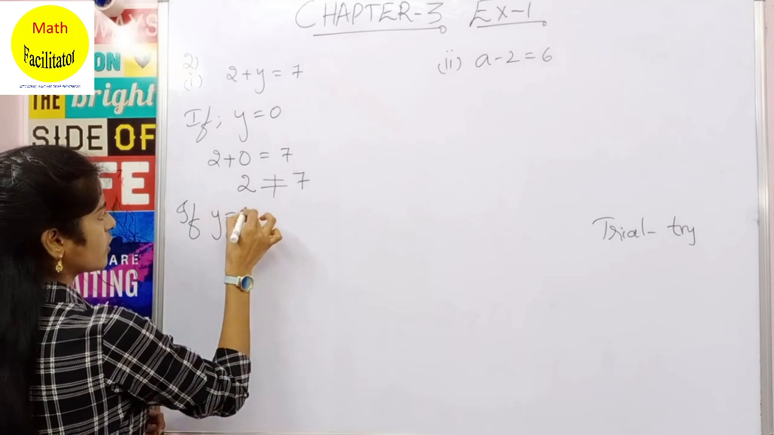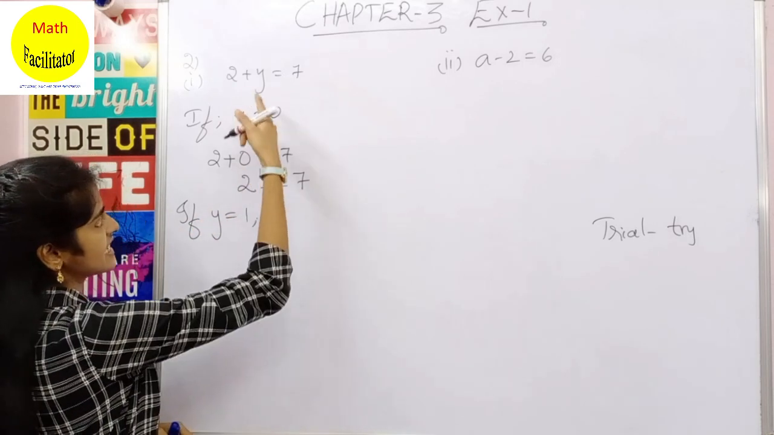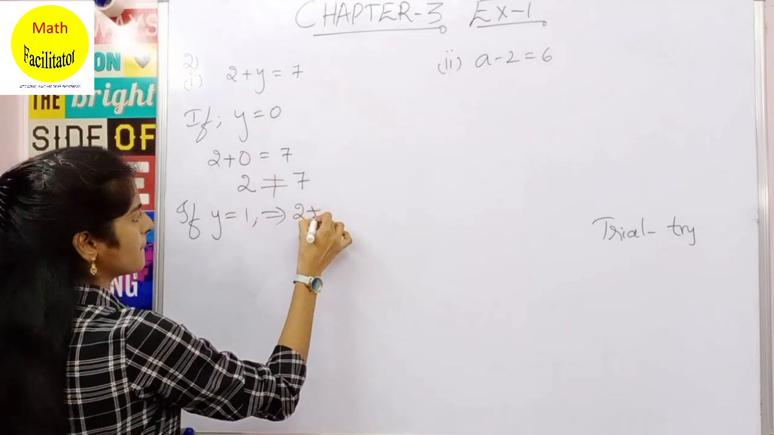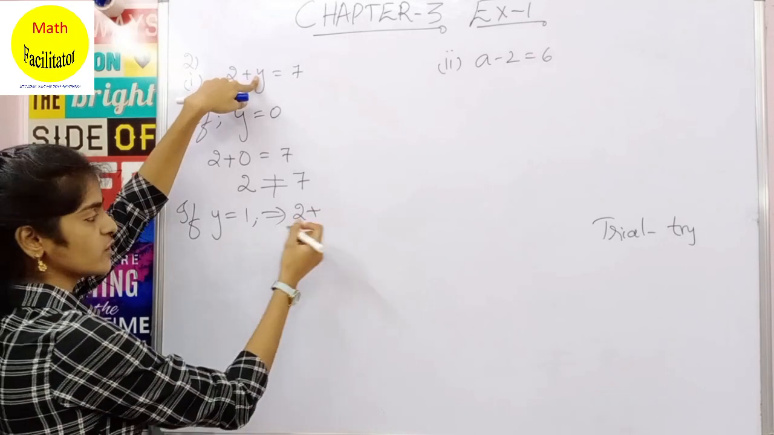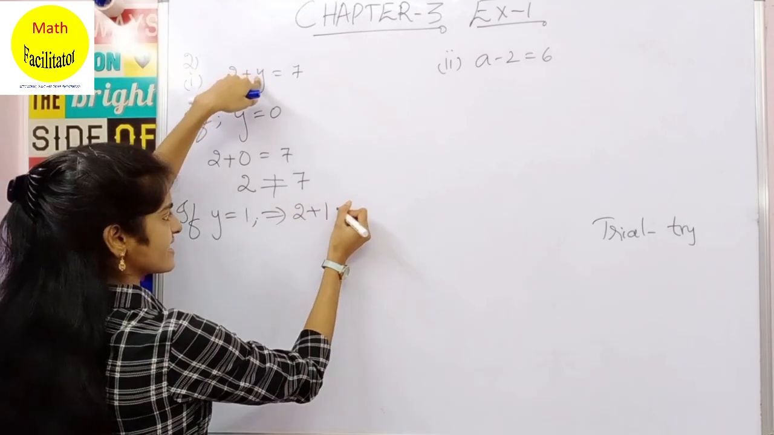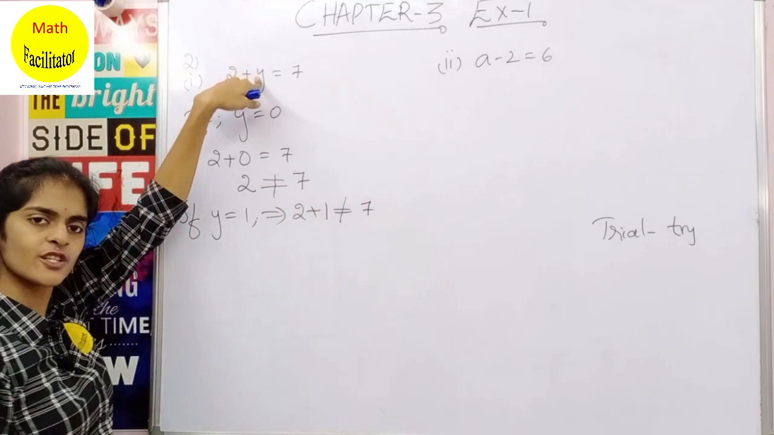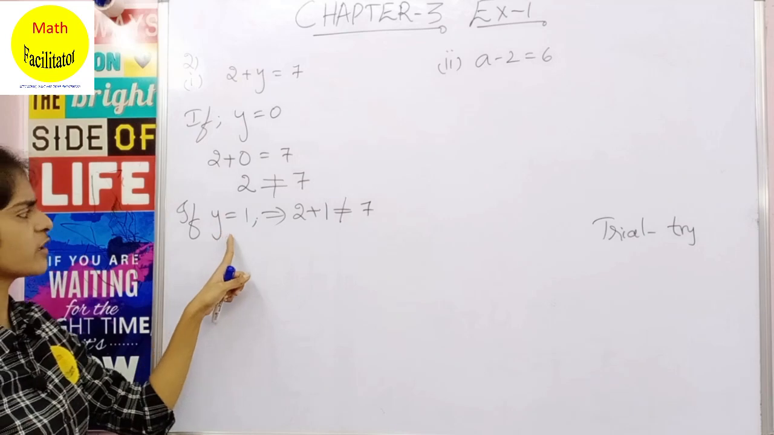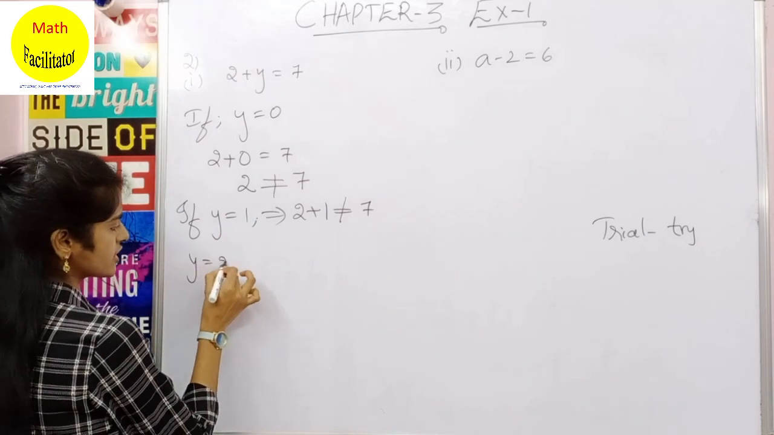If y equals 1, what happens? So this equation becomes 2 plus, in the place of y you will substitute 1. Now 2 plus 1 is nothing but 3. Is 3 equal to 7? No, 3 is not equal to 7. So y equal to 1 is also wrong. Now let us take y equal to 2.